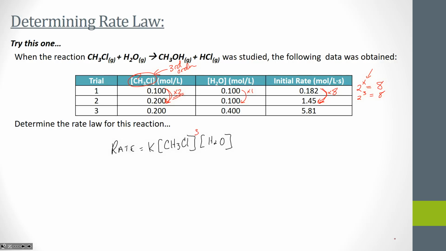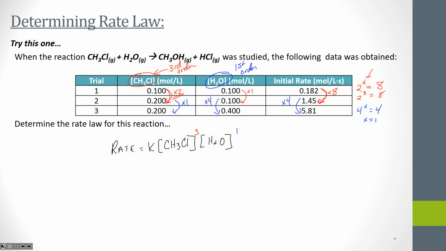Now I'm going to do the same thing for the other one. We want to find two trials where this reactant is constant. So that's trials 2 and 3. This is quadrupling. And let's see what happens here. Well, if you can't see what that change is, we'll take 5.81 divided by 1.45. Oh, that's also changing by a factor of 4. So 4 to the power of something is 4. That something is a 1 again. So this is first order.